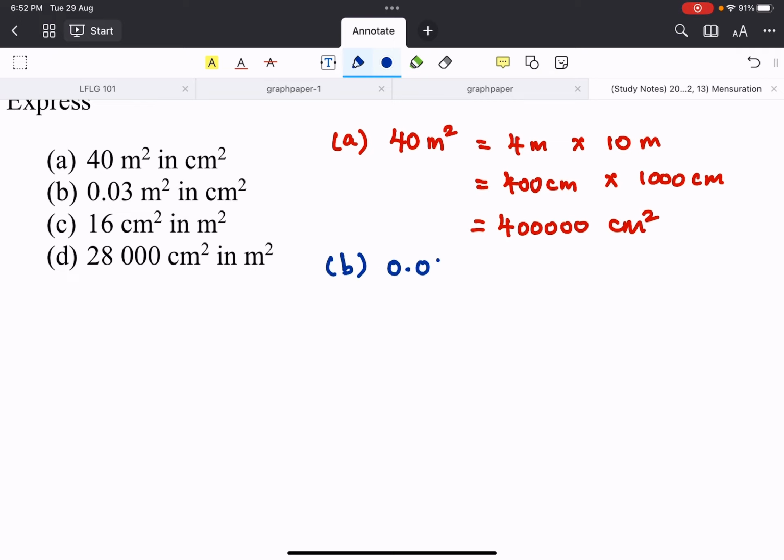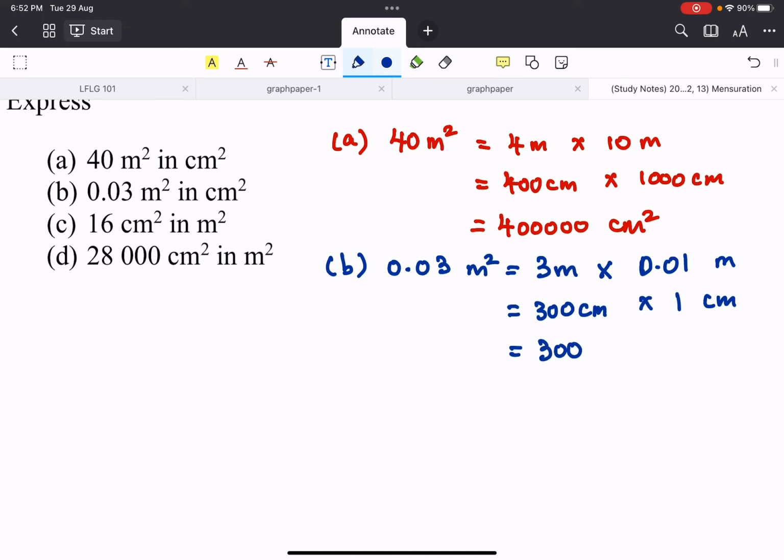So here's 0.03 square meters. How do I deal with this? Well, I will put this as 3 meters by maybe 0.01. You can, of course, use other combinations like 1 meter by 0.03 meters. Why not, it works as well. So here 300 centimeters, here will be 1 centimeter, and that results in a good 300 square centimeters.